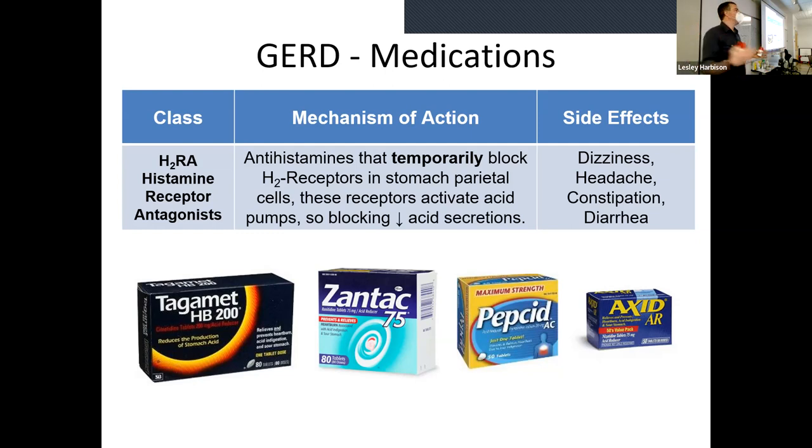But for those few hours, that particular pump's not making acid, and so you're getting that blocking. It's pretty mild on the side effect side of things as well.